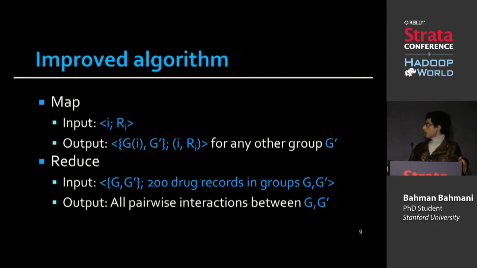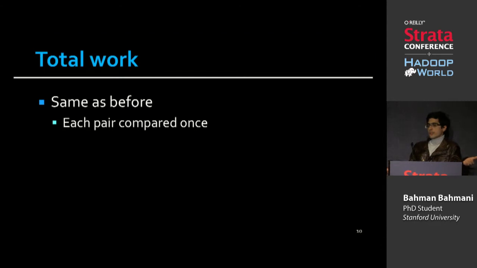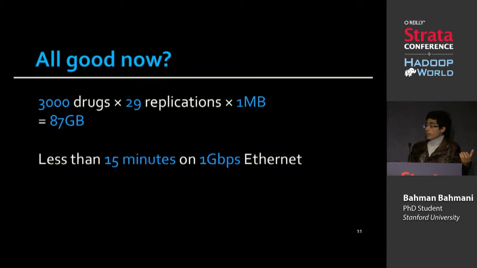So very simple. So the total amount of work in this algorithm is exactly the same as before, because each pair of drugs is getting compared only once. So it's the same as before. It's pretty good. And now we are actually good, because we have 3,000 drugs, and each one is causing 29 key value pairs to be emitted. And each drug is contributing a megabyte of data to each such pair. So that's a total of less than 90 gigabytes of data. And it's less than 15 minutes on a standard Ethernet.